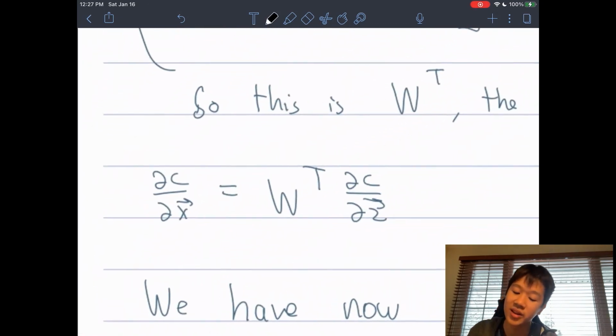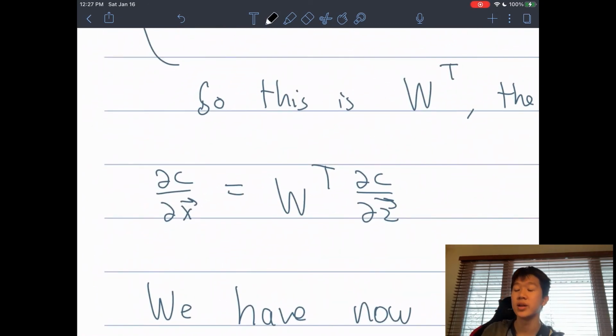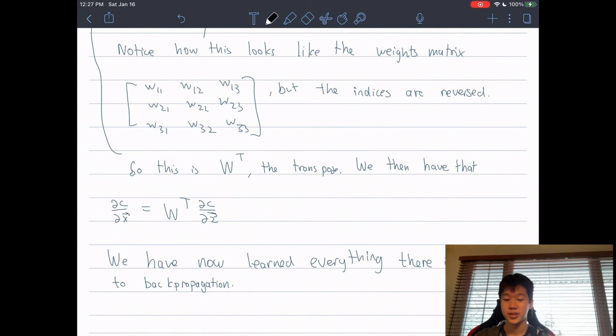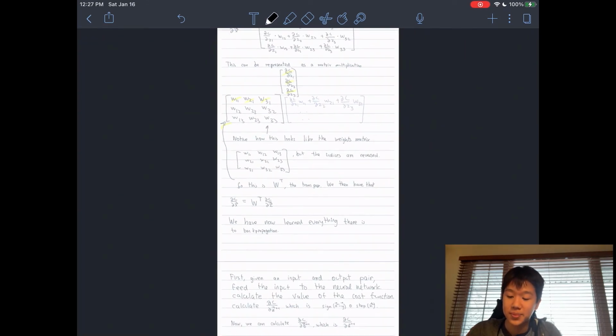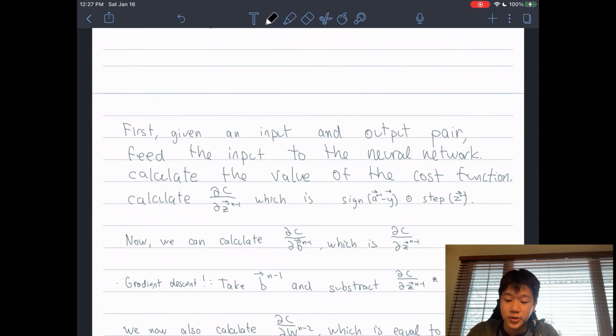We then have that del C over del X, the vector, is equal to the weight transposed matrix multiplied with del C over del Z. And now we have learned everything there is to backpropagation. So first, given an input and output pair, we feed the input to the neural network. Then we calculate the value of the cost function.